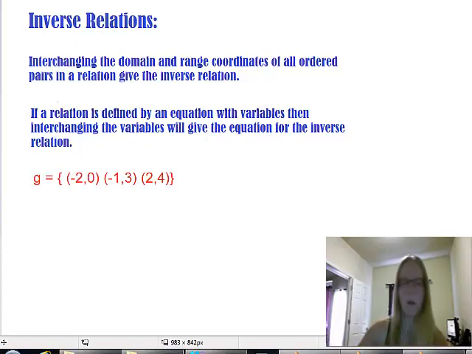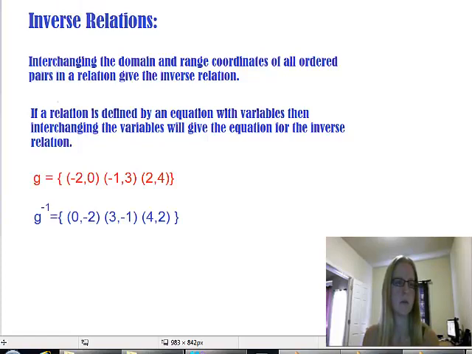Here's the first relation that we have. I'm calling this one G, with just three ordered pairs: (-2, 0), (-1, 3), and (2, 4). If you think about what we remember about domains, the domain in this case was the x values, so that would be the -2, the -1, and the 2. What we're going to do is interchange that, so that's then going to become the range. As you'll see, for G inverse, you've just completely switched that. So now -2 is in the range, -1 is in the range, and 2 is in the range.